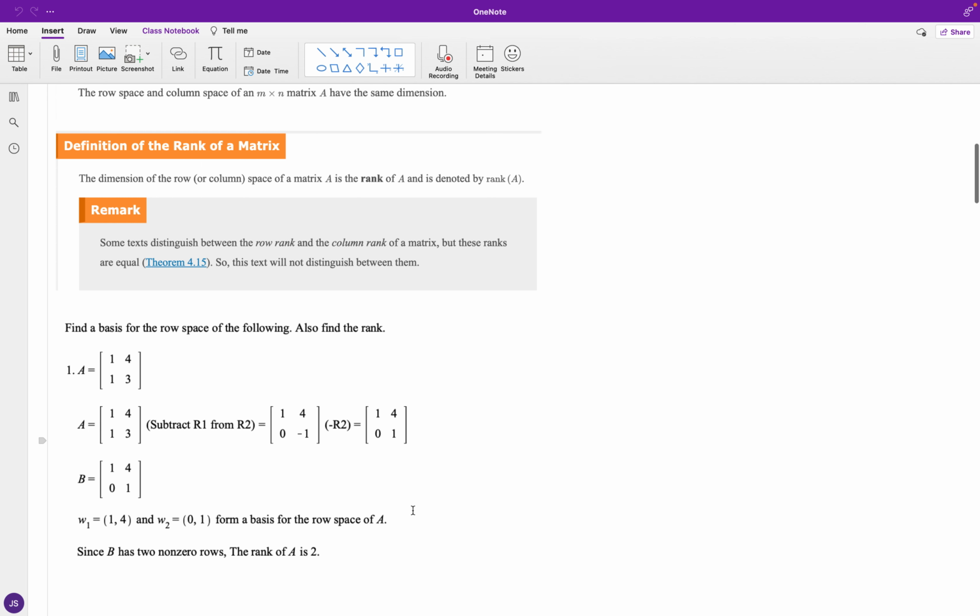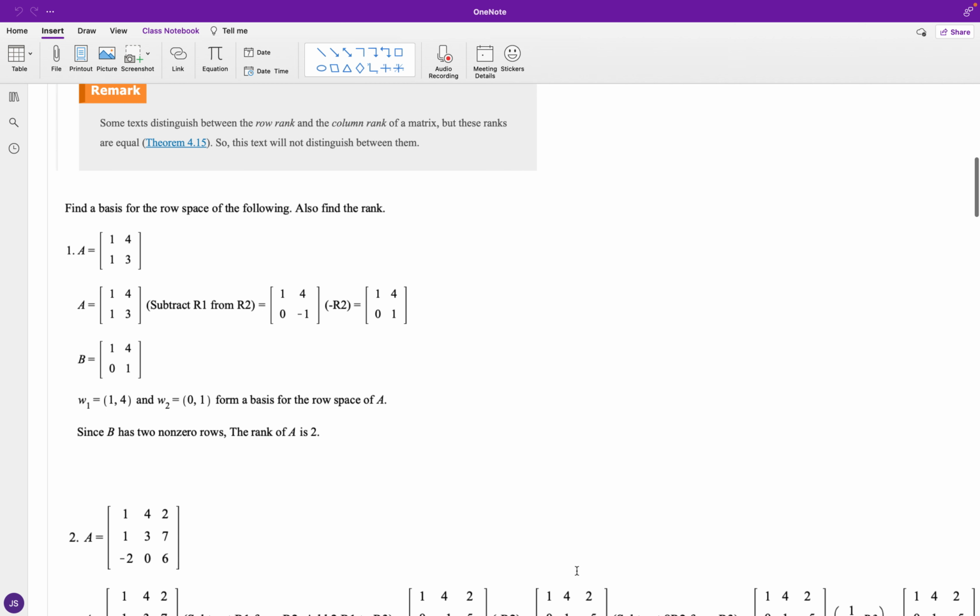And so for the row echelon form of matrix A, we can say that B is 1, 4, 0, and 1. The first vector, W1, refers to the elements in the top row, and the second vector, designated W2, refers to the second row elements. So W1 is equal to (1, 4) and W2 is equal to (0, 1), and these will form a basis for the row space of A. And since the row echelon form consists of two non-zero rows, the rank of A is 2.